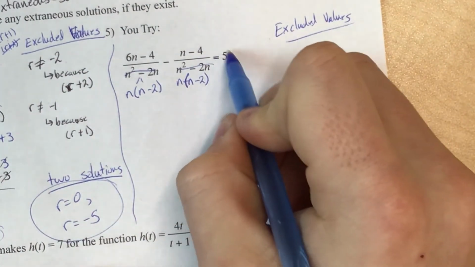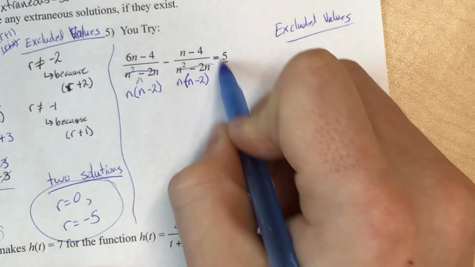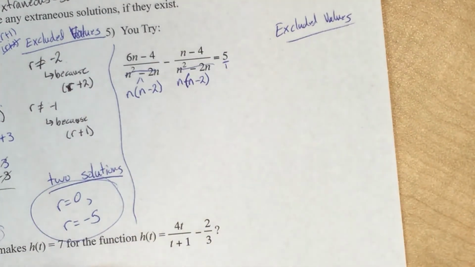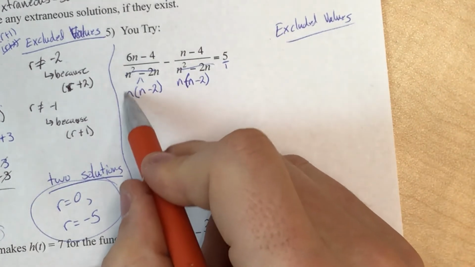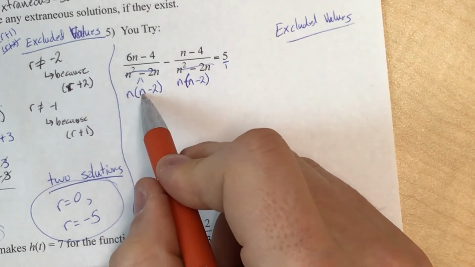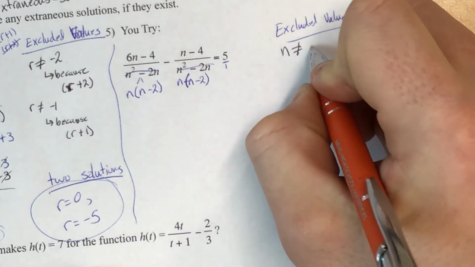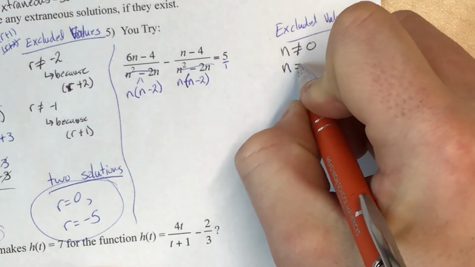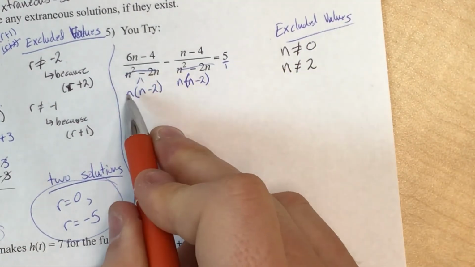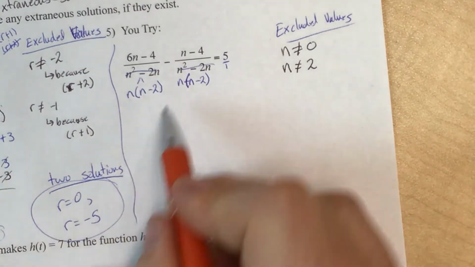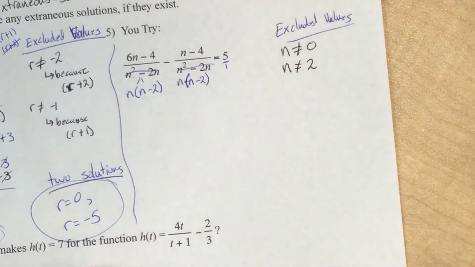And this denominator over here is just 1. We don't really need the 1, but if you want to put it, it just reminds you that there is a 1 in the denominator under the 5. So now our excluded values are 0, because that makes n equal 0, and 2. So n cannot equal 0, and n also cannot equal 2. And that comes from the factors of the denominator when we took the GCF out of n squared minus 2n.